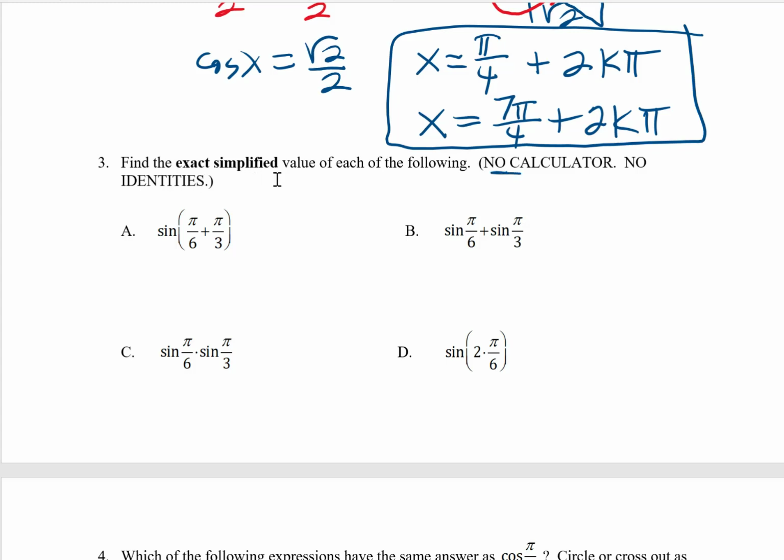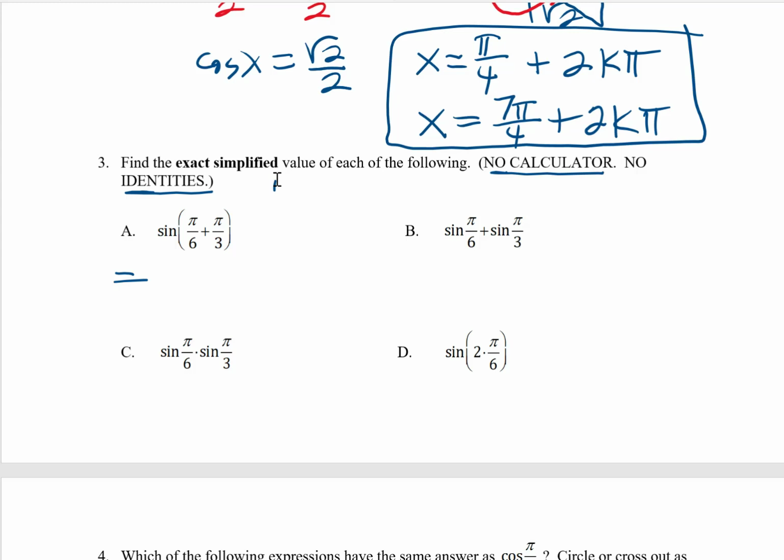Problem number 3, I want to find exact simplified values here. I'm not touching the calculator. I'm also not using identities. So take a look at part A. Maybe the first thought that came to your mind is the sum identity for sine, but I don't need to do that because pi over 6 and pi over 3 are just numbers that I can add together.